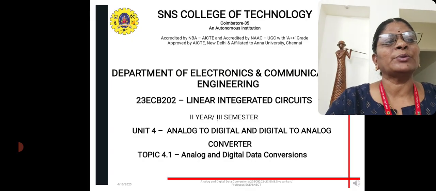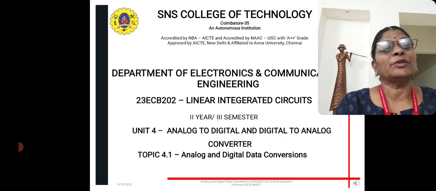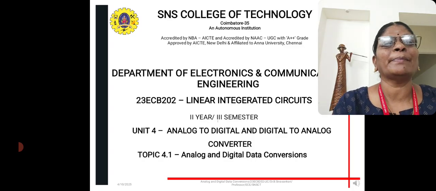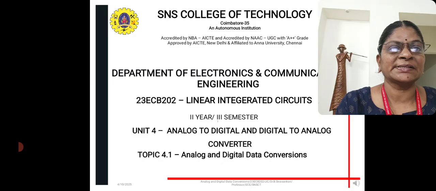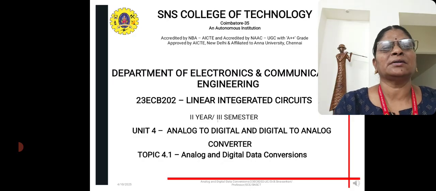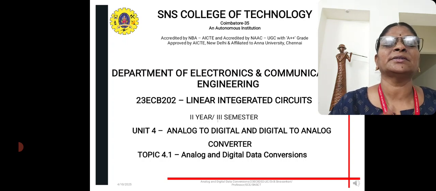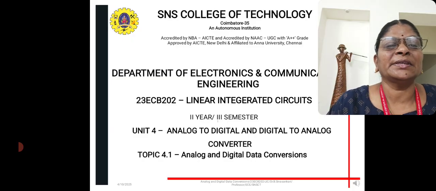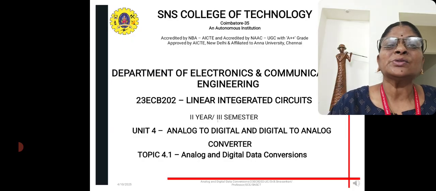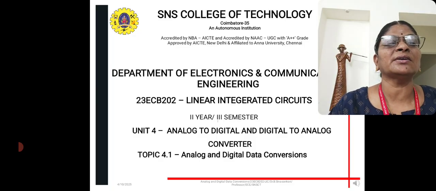So far we have discussed the applications of op-amp. In the very first class we had an introduction to op-amp, then all the terminals of op-amp, then inverting op-amp and non-inverting op-amp, etc. In the previous classes we discussed applications of op-amp like comparator and voltage regulator, and so many applications in our day-to-day life. So in this session we are going to discuss analog and digital data conversions.